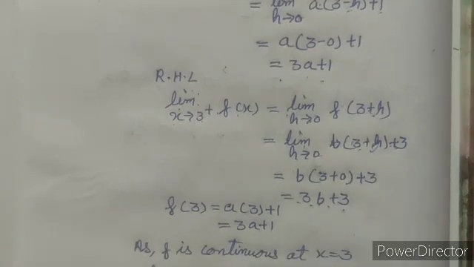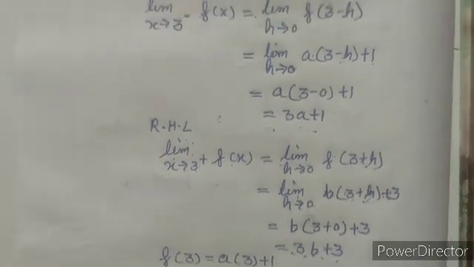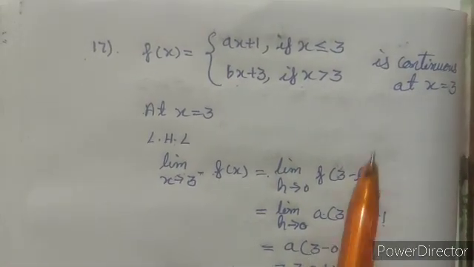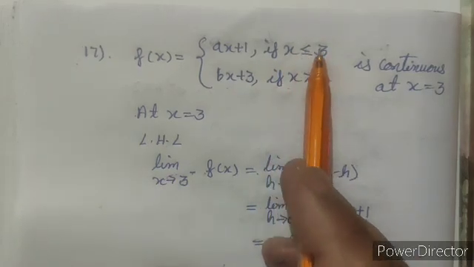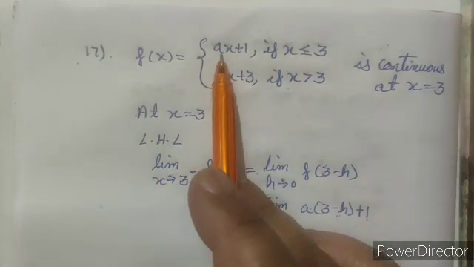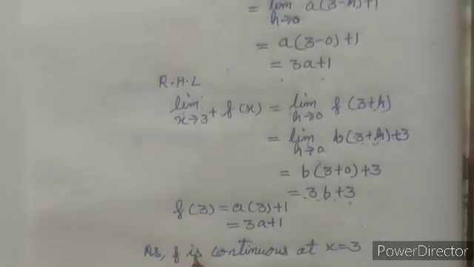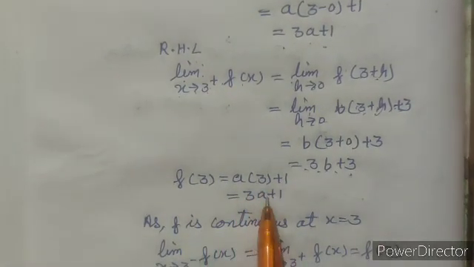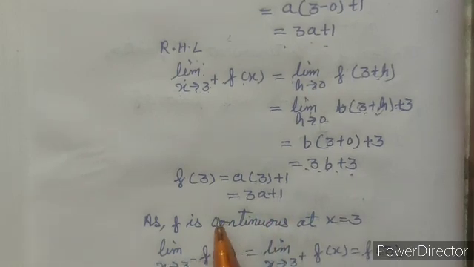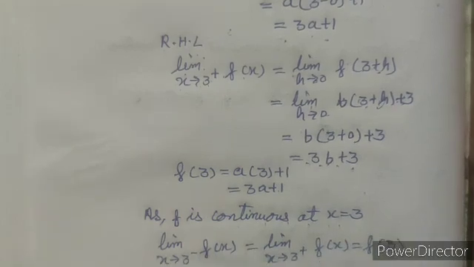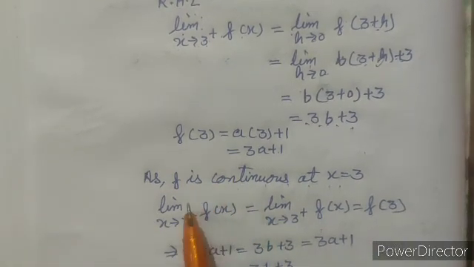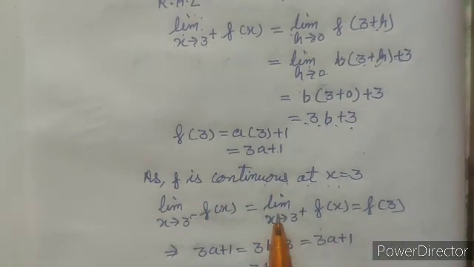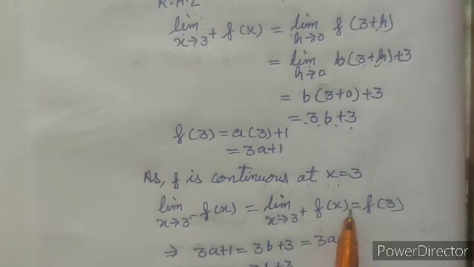Now the value of the function at 3, that is f(3). Here in the question, when x is equal to 3, the value of the function is ax plus 1. So f(3) will be a into 3 plus 1, that is 3a plus 1. Now it is given to us that f is continuous at x equal to 3. That means the left hand limit will be equal to the right hand limit, and that will be equal to the value of the function at 3.